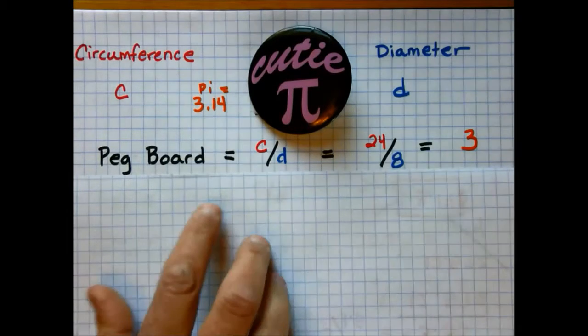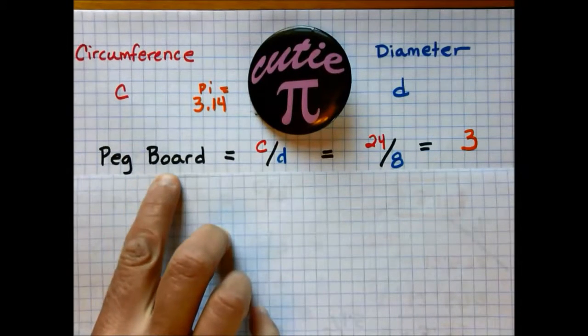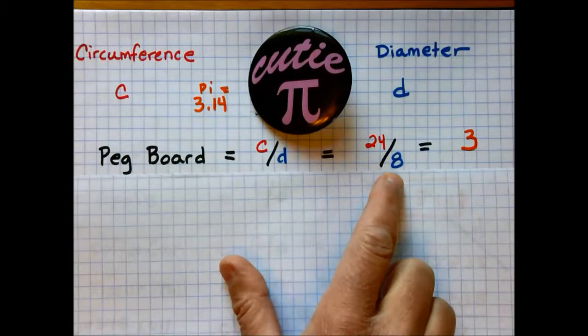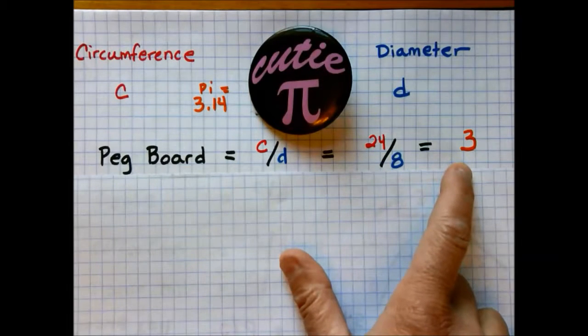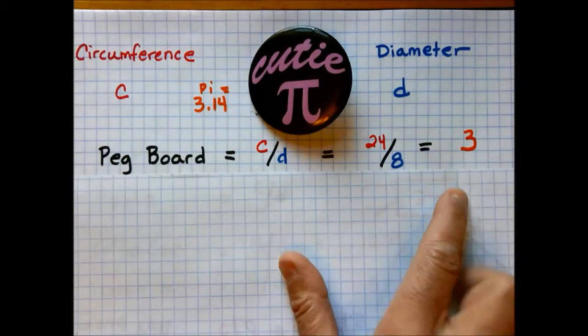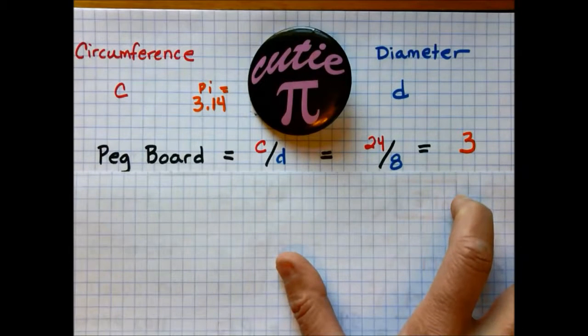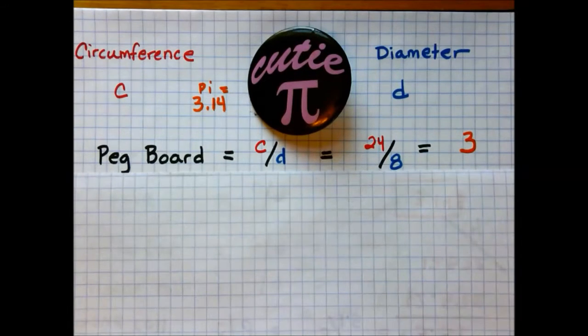So at first I wanted to measure the circumference and the diameter of my pegboard, which I just showed you. And the circumference was 24, the diameter was 8. So 24 divided by 8 equals 3, which is close to 3.14, but not really. So I'll show you the next normal everyday item that I measured to see if the ratio of the circumference to the diameter in fact becomes 3.14.